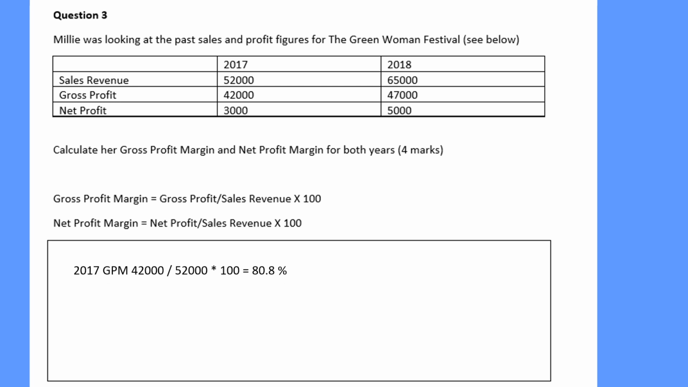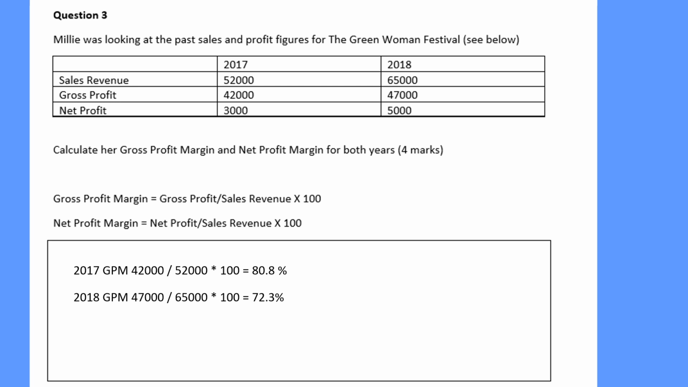To do that, you take the gross profit, 42,000, you divide it by the sales revenue, 52,000, and then times it by 100, just like it says in the equation there. And the answer is 80.8% or 81%. We're going to do the same now and calculate it for 2018. So in this case, we take the 47,000, we divide it by the 65,000, times it by 100, and in this case it's 72.3% or 72%.